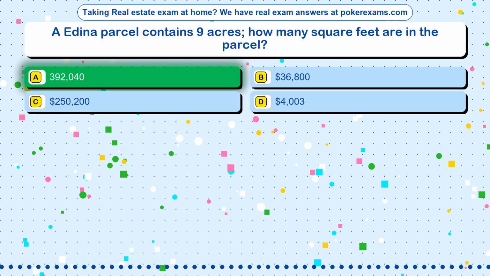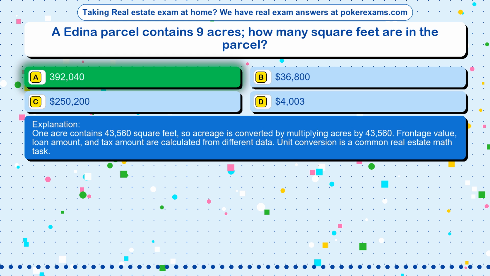The correct answer is option A. 392,040. 1 acre contains 43,560 square feet, so acreage is converted by multiplying acres by 43,560. Frontage value, loan amount, and tax amount are calculated from different data. Unit conversion is a common real estate math task.